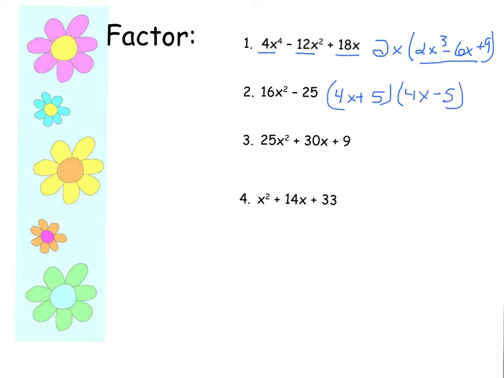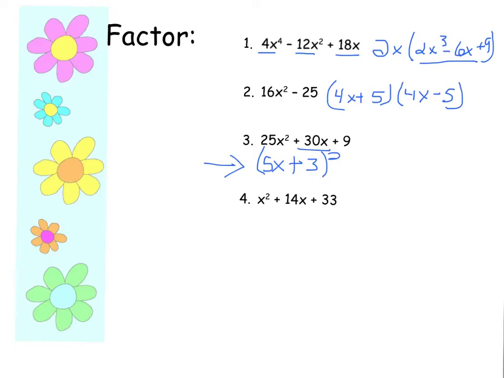All right, 3. Do they have anything in common? No. Is it a special case? Well, it's not a binomial like this one. It is a trinomial though, so we're going to check that type 2. Are the first and last perfect squares? Yes. And is that middle term twice their product? Well, 5x times 3 is 15x, times 2 is 30x, so that is its factored form.